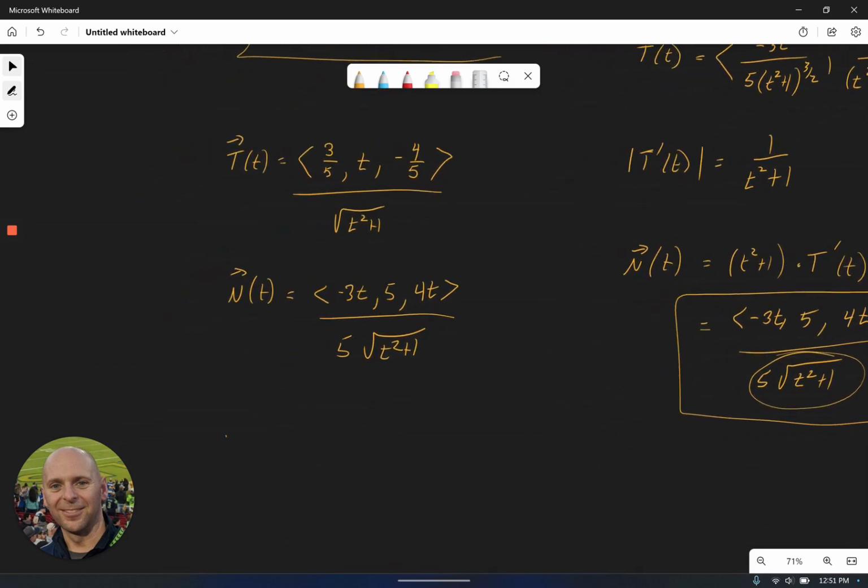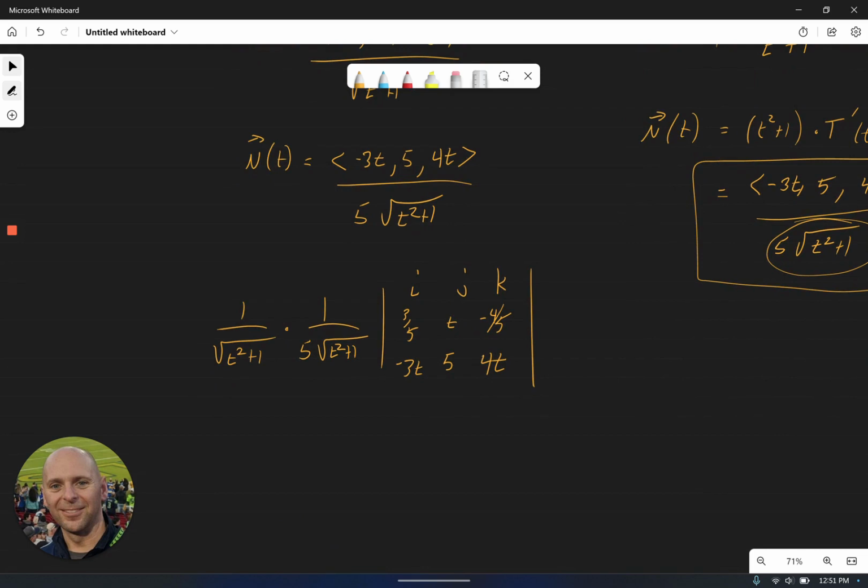So we can write this out as 1 over the square root of t squared plus 1, times 1 over 5 square root t squared plus 1, times our cross product of the piece that remains. So for t, that would be 3/5, t, and negative 4/5. And for n, that would be negative 3t, 5, and 4t. And now it's much easier to compute that cross product as we roll through it. So now let's get that.